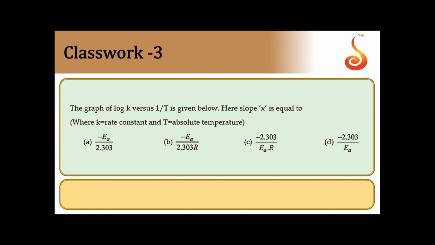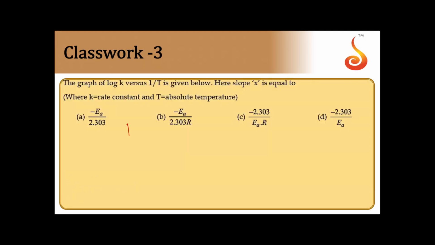A graph of log k versus 1 by T is given below. Here they are asking us the value of the slope, x. The graph is drawn between log k and 1 by T. So the graph between log k and 1 by T comes like this. The log k versus 1 by T graph will be in this way.